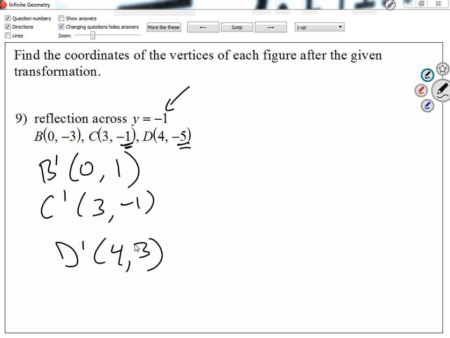Any questions up until 12? Faith says yes. 11? Alright, let's take a look at 11.